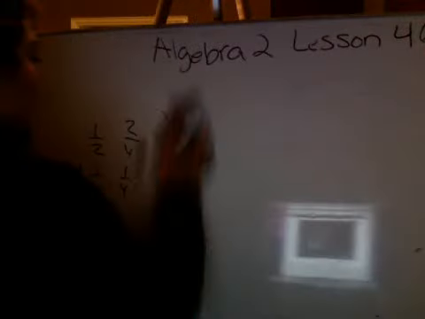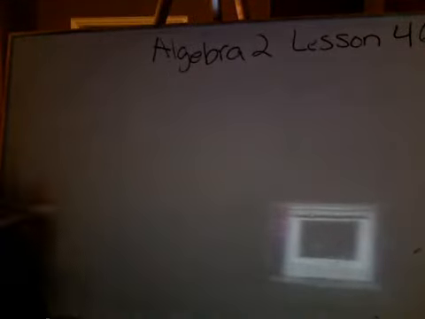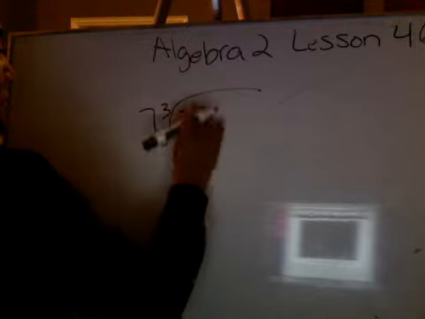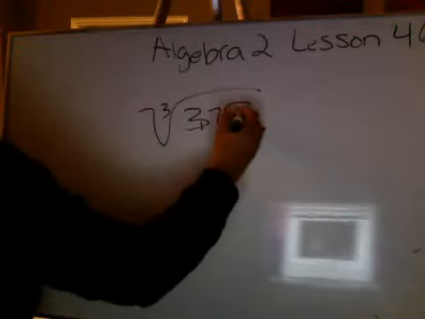So you start from the inside and work your way outside, and then you use your exponent rules, and that's one of the reasons why we learn them. So let's look at this one. We have the cube root of 3 times the square root of 3.